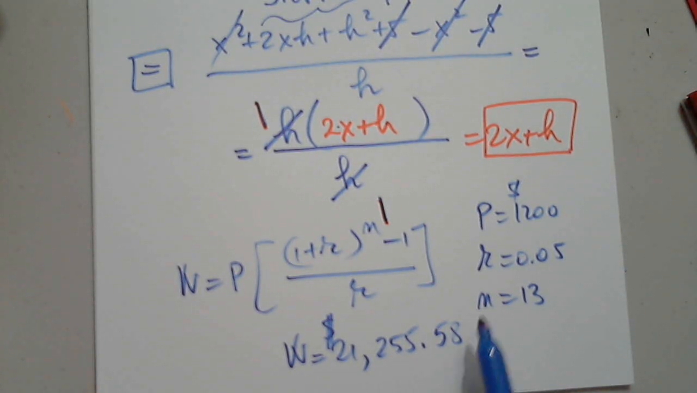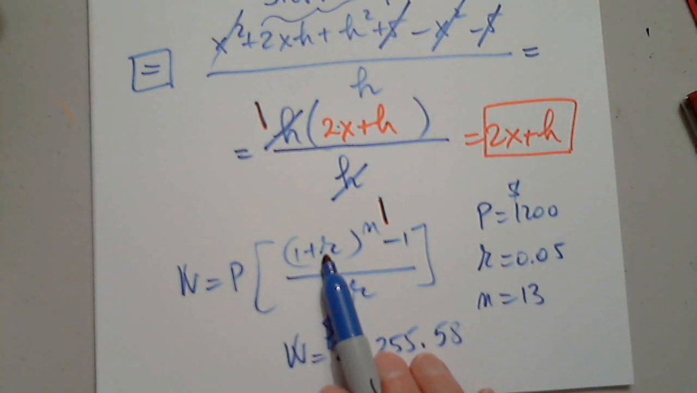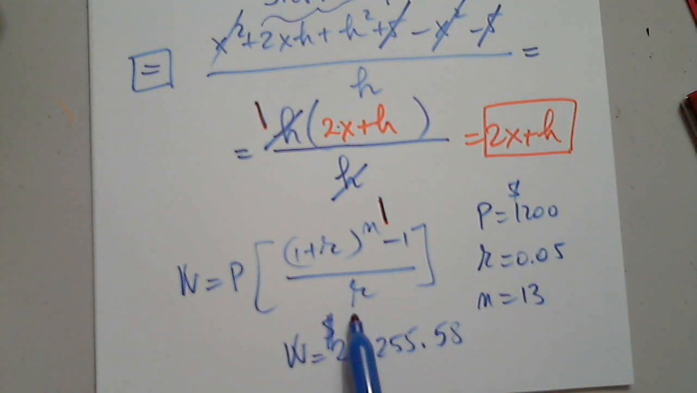So this is how I would write it. So the principal, 1 plus 0.05 and power 13 minus 1 over 0.05. But be careful how to enter it in the graphing calculator.